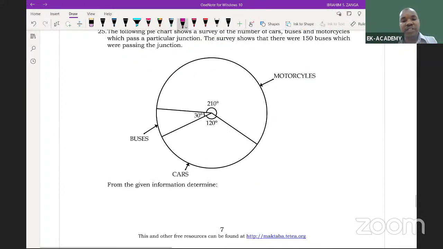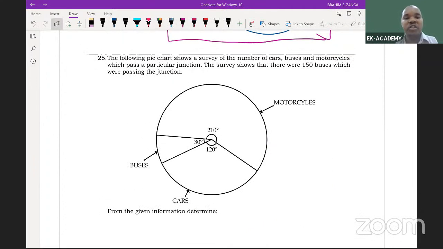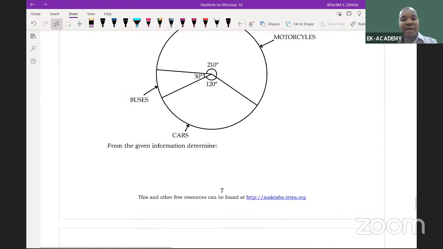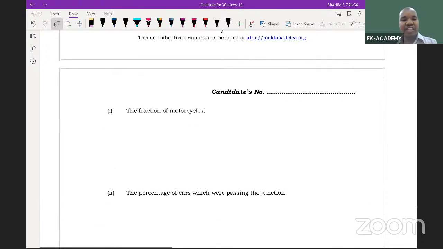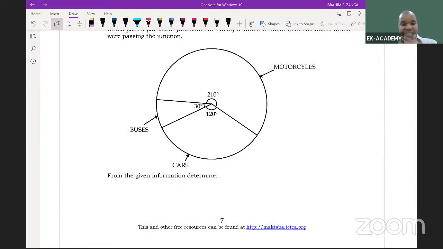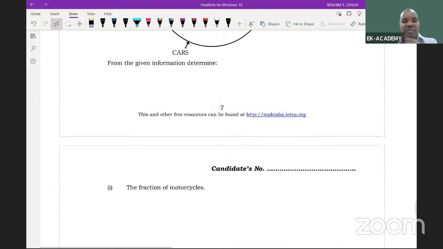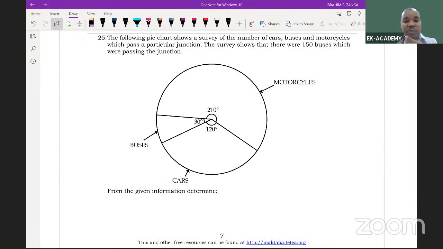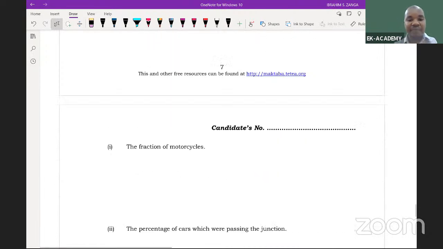The last question, question number 25. The following pie chart shows a survey of the number of cars, buses, and motorcycles which pass a particular junction. The survey showed that there were 150 buses which were passing the junction. From the given information, determine the fraction of motorcycles. For the fraction of motorcycles, we have to take the angle corresponding to motorcycles, which is 210.